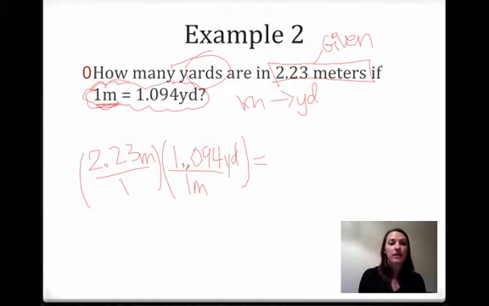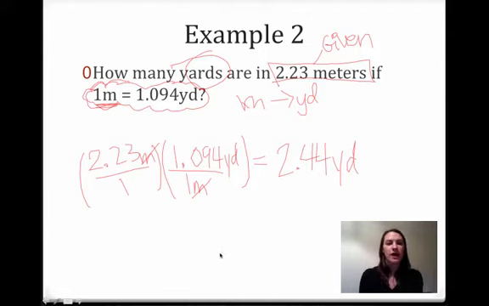And we get how many yards? Well, my meters cancel out. So the important thing here that I need to do is multiply across the top. So I need to do 2.23 times 1.094, divided by 1, divided by 1. So you multiply across the top, divide by the bottom. Again, you multiply across the top and then divide by the numbers in the bottom. All right? And what I get is an answer of 2.44 yards. And that makes sense. That's a little bit more than we started with because there's a little bit more yardage in a meter. All right, that was a good one.